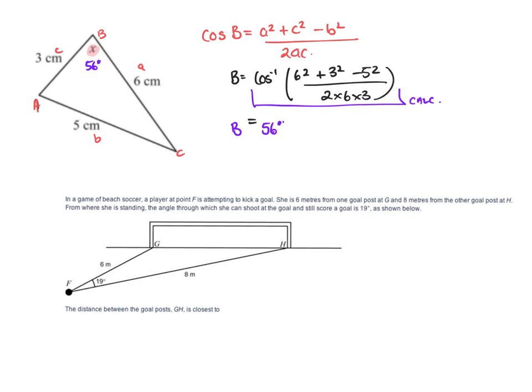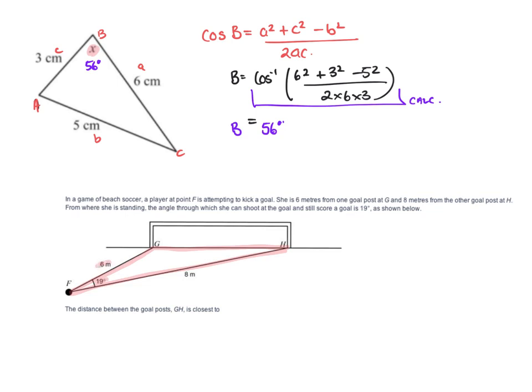Okay, with the next question, let's have a look. It said, in a game of beach soccer, a player at point F is attempting to kick a goal. She is 6 meters from one goalpost and 8 meters from the other goalpost H. From where she's standing, the angle through which she can shoot the goal to score is 19 degrees. So what you've got is this triangle here. They're pretty much giving you that.